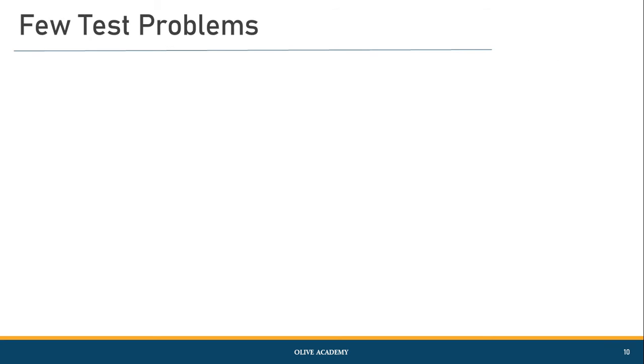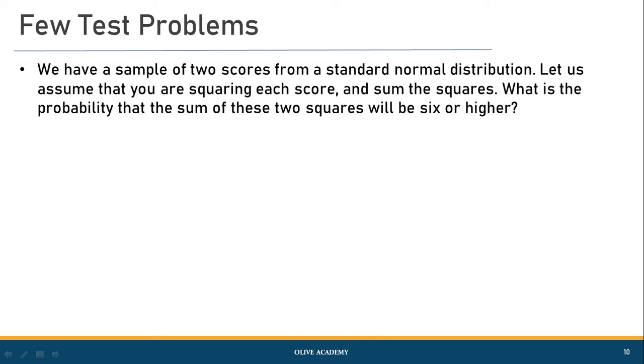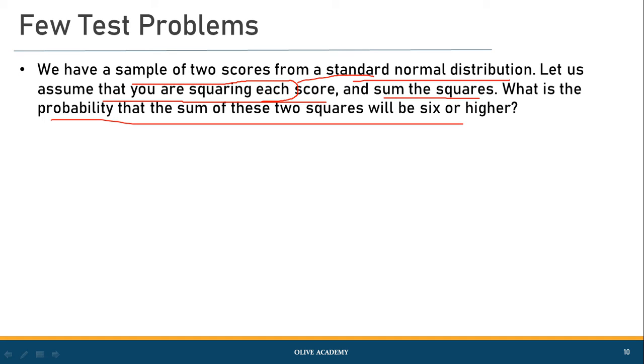Now, let's look at a few test problems where in one of the problems you may be asked a question like this: there are two sample scores taken from a standard distribution, and let us assume that you square each score and sum the squares. What is the probability that the sum of these two squares will be 6 or higher? If you are asked a question like this, we should simply go with chi-square, because chi-square always deals with squaring the score and the sum of the squares, right? But since they have said that there are two scores, the degrees of freedom should be 1, right?